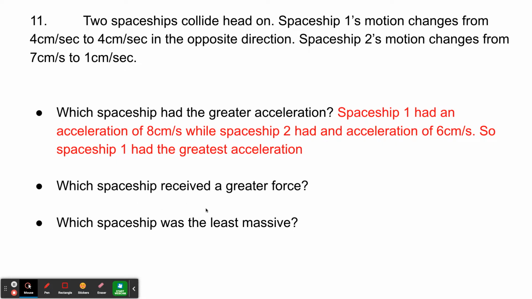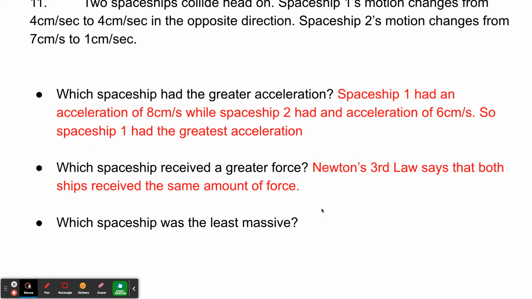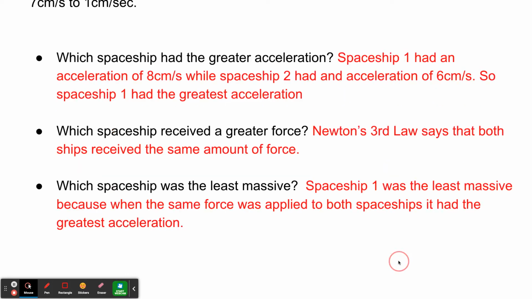Which spaceship received a greater force? Well, Newton's third law says that they both got the same amount of force. It wasn't more or less on either one of them. And it brings us to the final question, which spaceship was least massive? Well, spaceship one was the least massive. And the reason it was the least massive is because when the same force was applied to both spaceships, it had, meaning spaceship one, had the greatest acceleration.